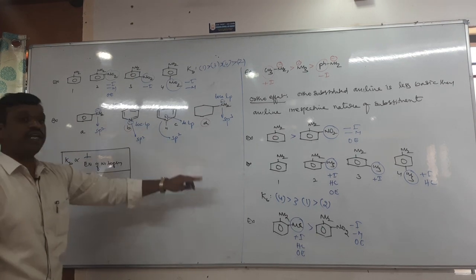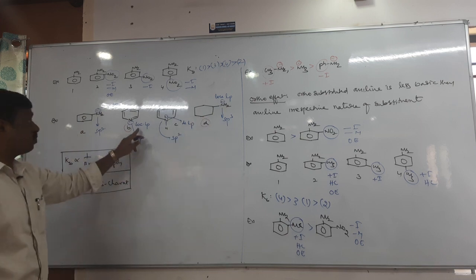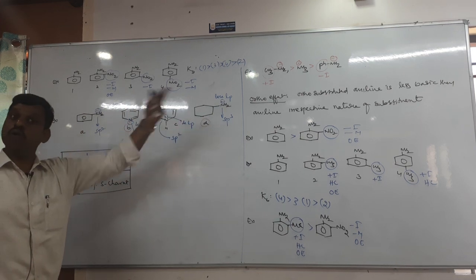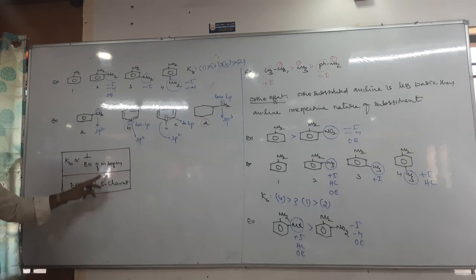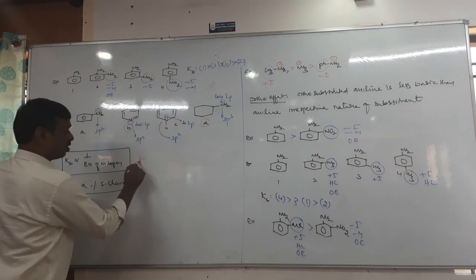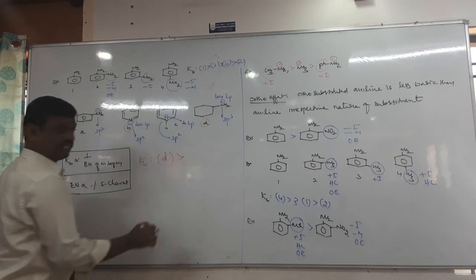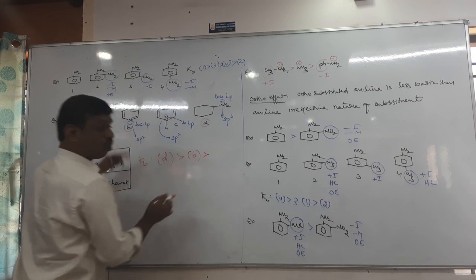Now among B and D, which is more basic? This is sp3 nitrogen, this is sp2 nitrogen. So sp3 nitrogen is more basic compared to sp2 nitrogen, because electronegativity is inversely proportional to Kb. So therefore, which is more basic? D is more basic. Next, obviously B, because delocalized.